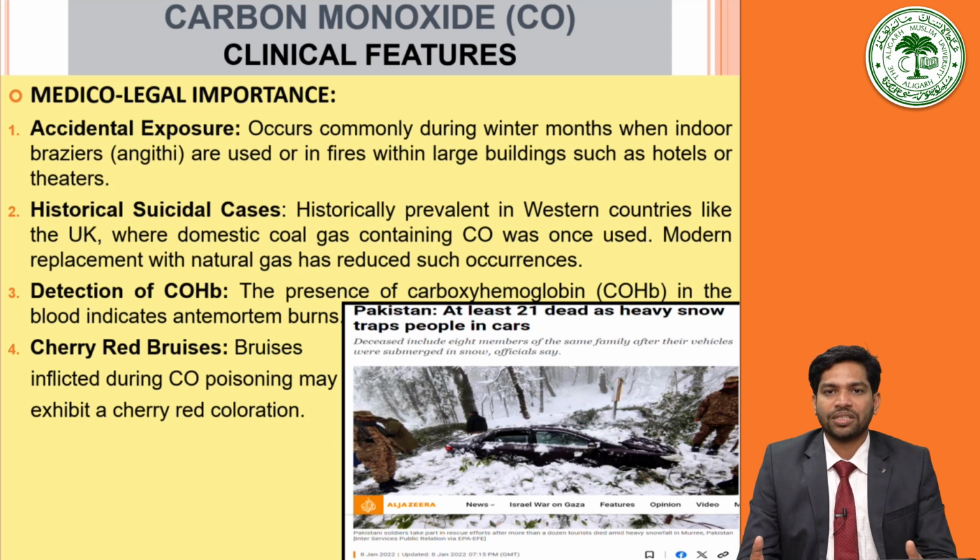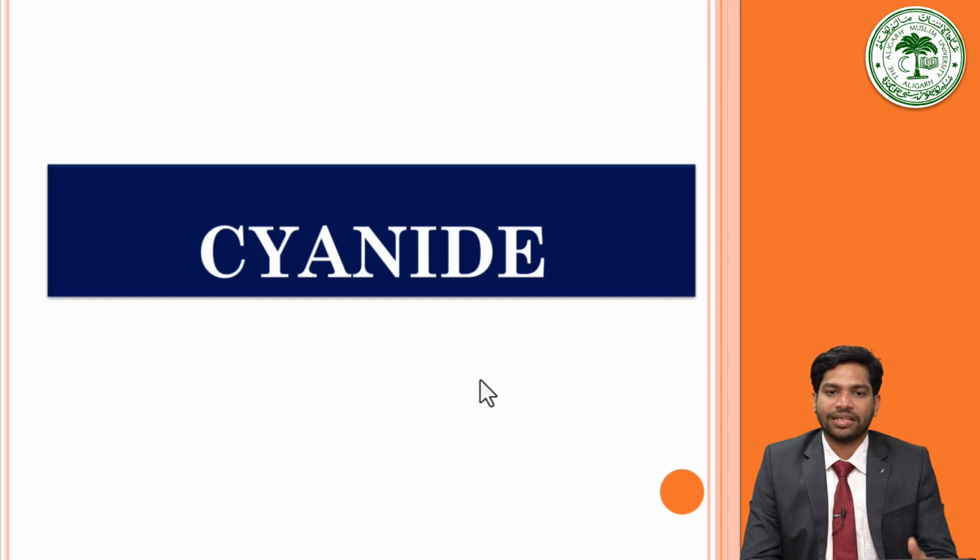And in this way, we must be aware of the construction of buildings, and the ventilation of the house and everything should be taken care of, because of the poisonous effect of the gases that could be there. So with this, we finish the carbon monoxide. Now we will learn about the cyanide poisoning.